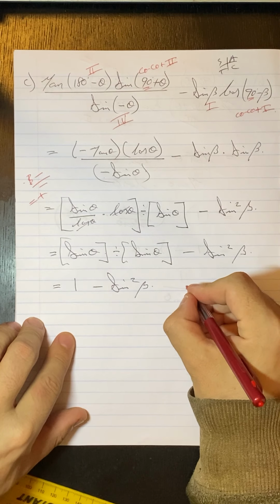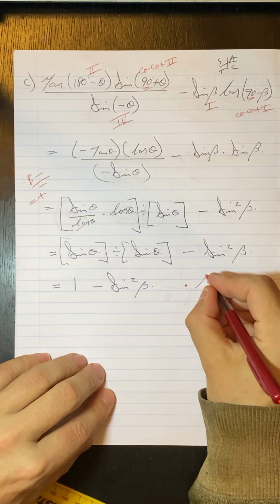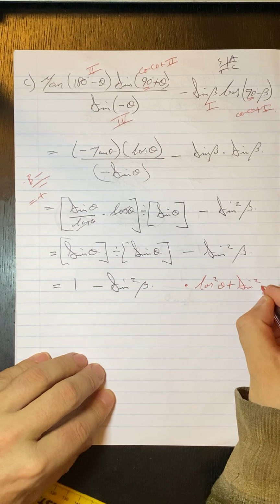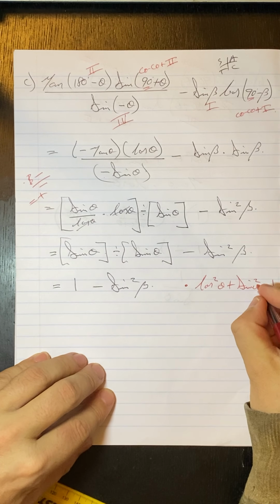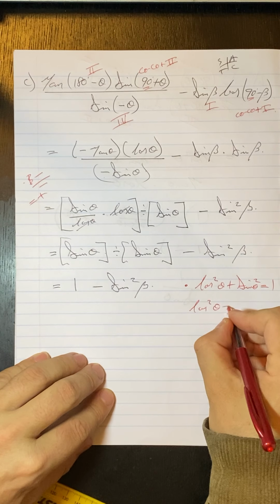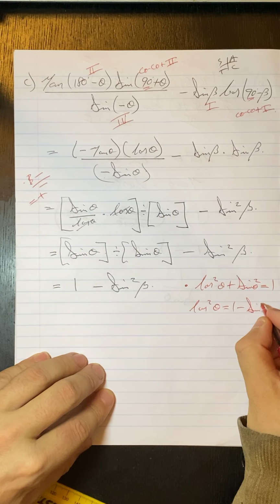Now, grade 11s, what I'm going to do here is use our square identity, where we know that cos squared theta plus sine squared theta is equal to 1. Now, if I take the sine squared theta to the other side, I get cos squared theta is equal to 1 minus sine squared theta. Okay, and that is essentially what we have here. So I know that 1 minus sine squared beta would be equal to cos squared beta.